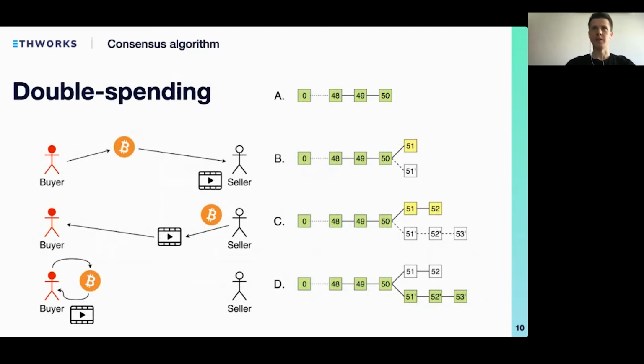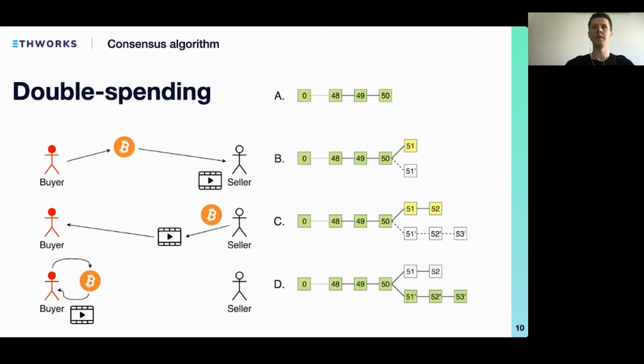Now, what is this algorithm for? Well, it solves a problem that is called double spending, and this slide will try to explain this problem. Assume that we have a blockchain that has 50 blocks so far, and we start our experiment from here. We have a buyer and a seller.